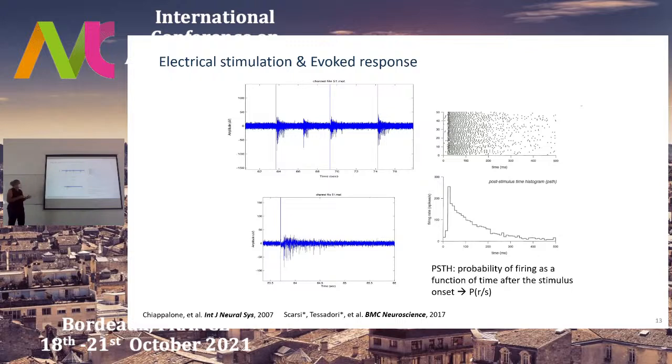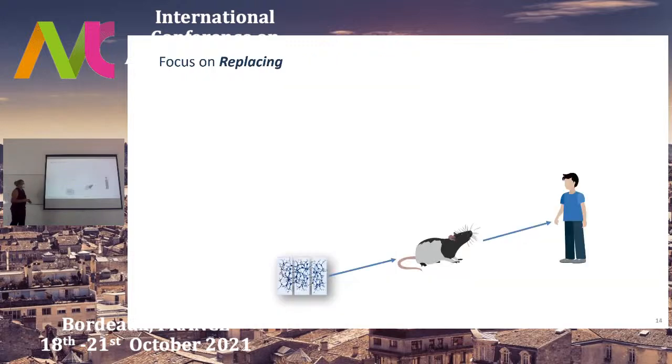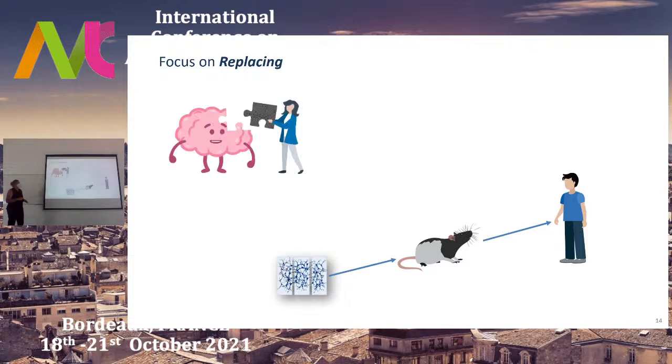So, just to conclude this part on network characterization, I hope it is clear that these cultures have electrophysiological activity, that the network burst is a peculiar feature, and that these cultures respond to electrical stimulation. So now, focusing on the primary goal, the one of replacing a damaged part.